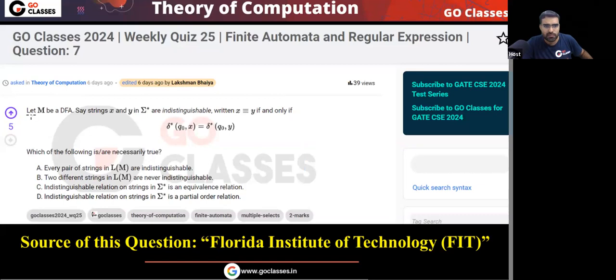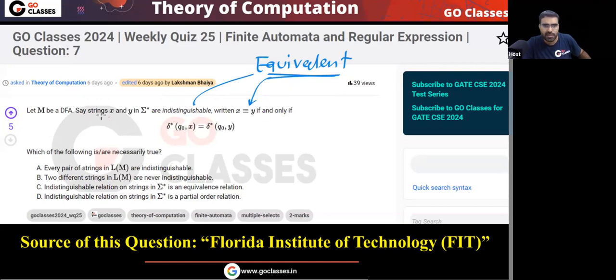See, this question is very easy if you understand it. The question is saying that M is a DFA, a deterministic finite automata. We say that strings x comma y in sigma star are indistinguishable. We write it with this symbol, because indistinguishable you can also call equivalent. So that is the reason we are using this symbol for equivalent, or indistinguishable.